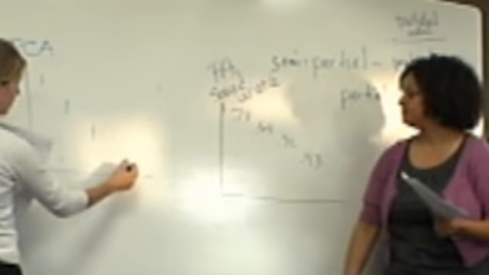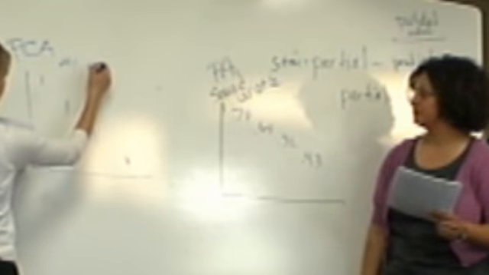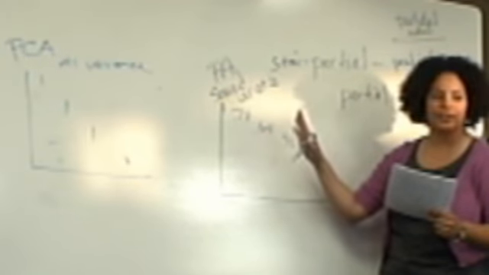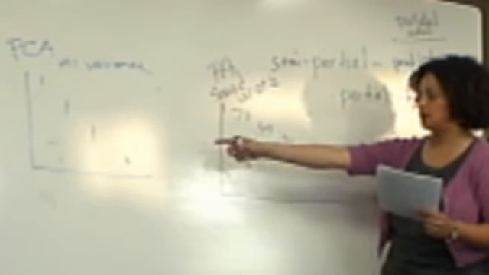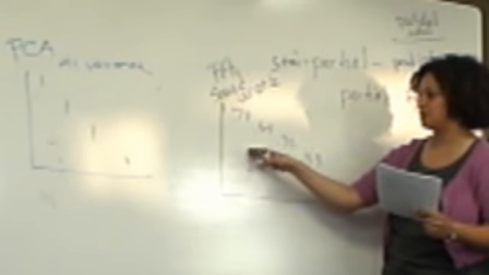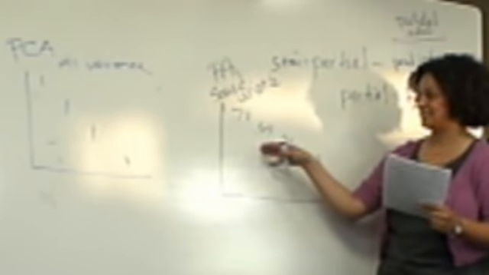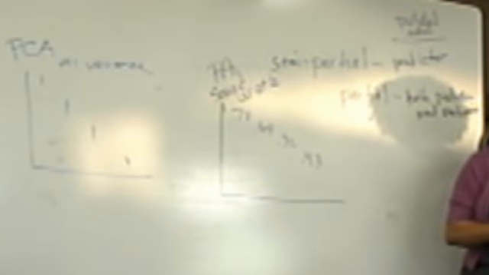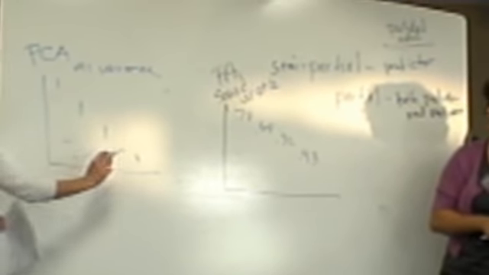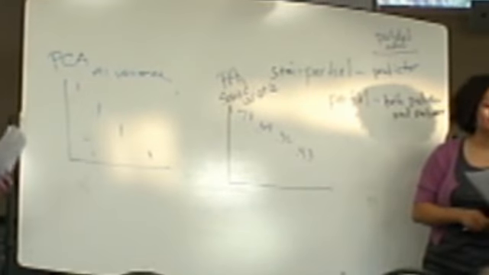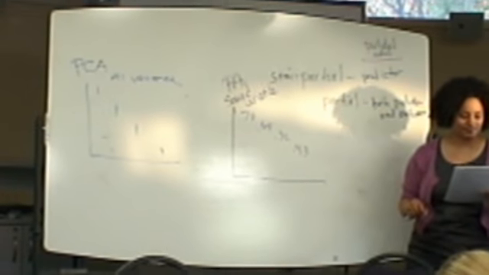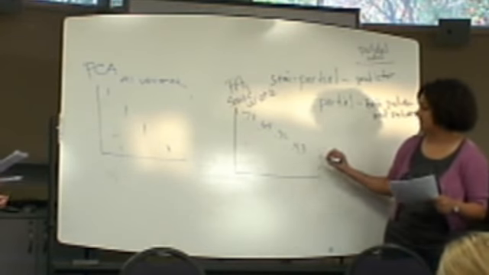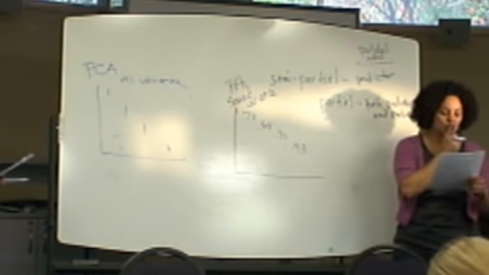And then principal component analysis is when you include all the variance. That's why there's 1 on the diagonal of this variance covariance matrix. Okay, these are 1. Yeah, those are actual ones.